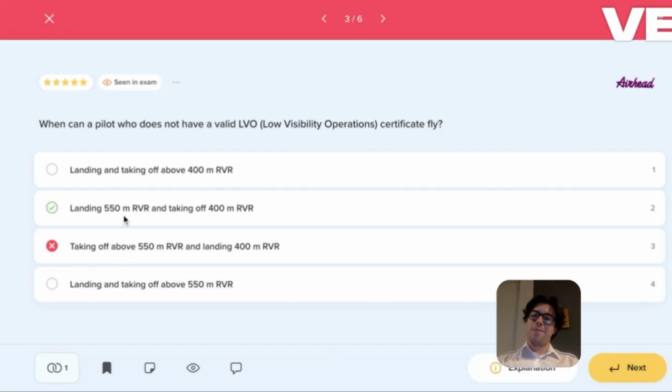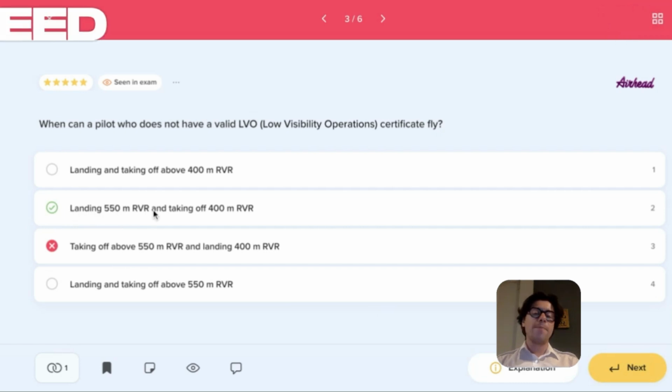Landing, that is my mistake. But like I said correctly, yes, landing 550 and takeoff 400. So that is my mistake, but yes, that's what we discussed.